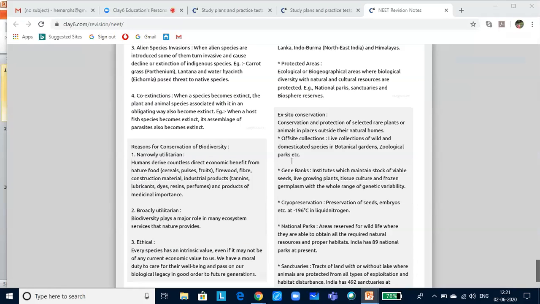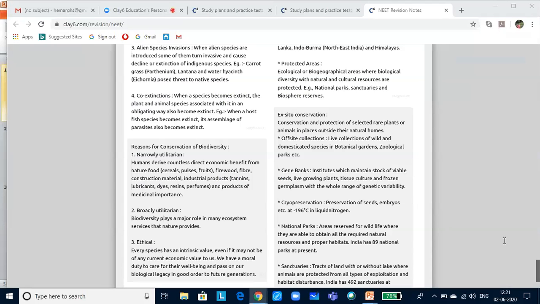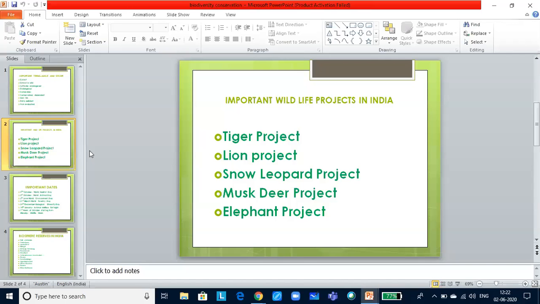Now let us look at the wildlife. Now before that, wildlife, its natural habitat. Wildlife includes all plants, animals, and microorganisms other than the cultivated plants and domesticated animals. Wildlife Week is celebrated between October 1st to 7th, or it is the first week of October, to create awareness in the public about the wildlife.